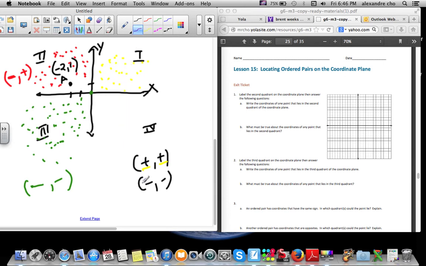And then also, I'm sorry, I forgot, negative, negative. Negative, negative, we just did that, will be in quadrant 3. Okay, 3B, I'm sorry.